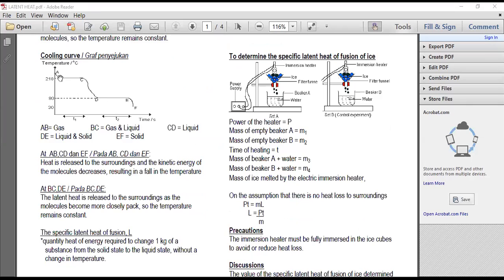Same thing here. You see the temperature decreases for gas, for liquid, and for solid. Why? Because the kinetic energy decreases. But during condensation and solidification, the temperature remains the same, because during this time the bonding process happens.